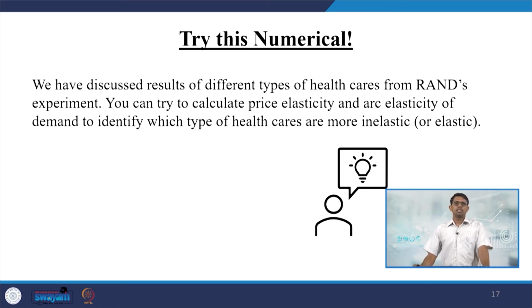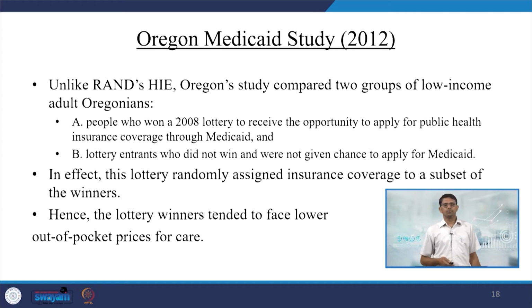So, we have discussed results of different healthcare uses and their elasticities. You can also find the elasticity and arc price elasticity through the percentage method and through the arc method, to identify whether they are elastic or inelastic, and their magnitude as well. Another one is the Oregon Medicaid study of 2012, which you can also follow. The Oregon study compared two groups of low income adult Oregonians: people who won a 2008 lottery to receive the opportunity to apply for public health insurance coverage through Medicaid, and the second category, the lottery entrants who did not win or were not given the chance to apply for Medicaid.